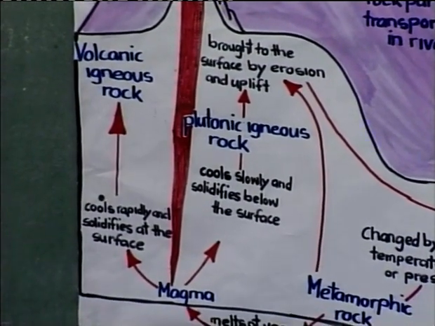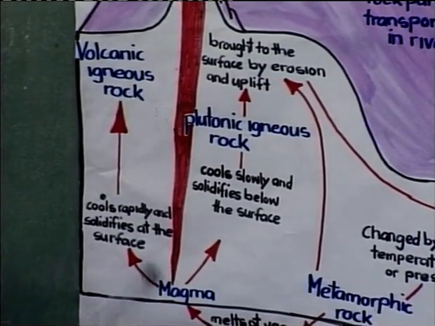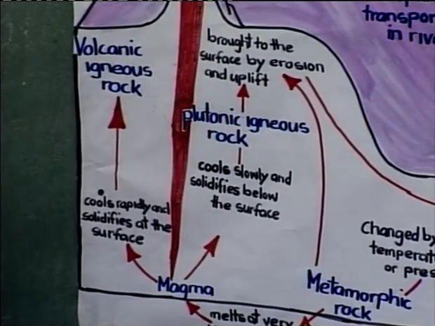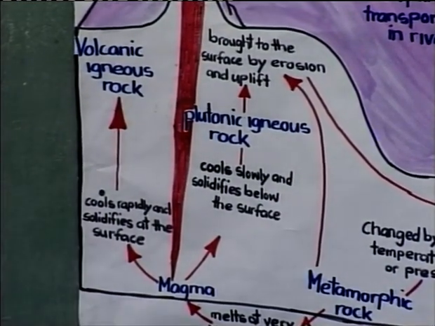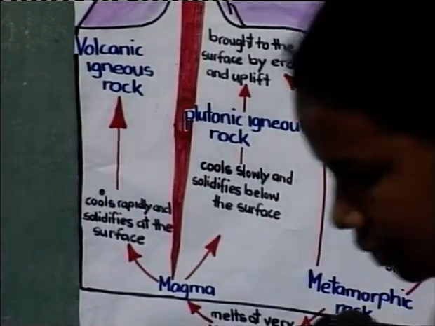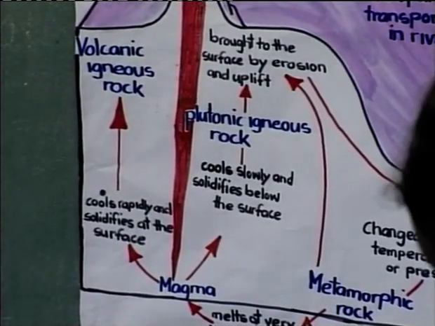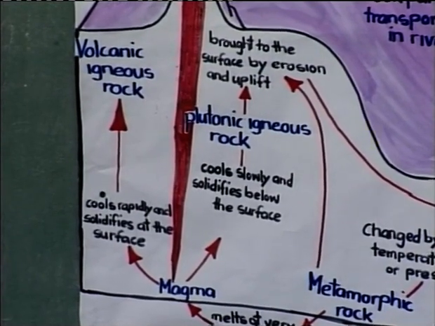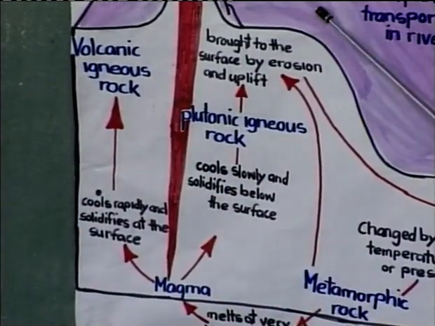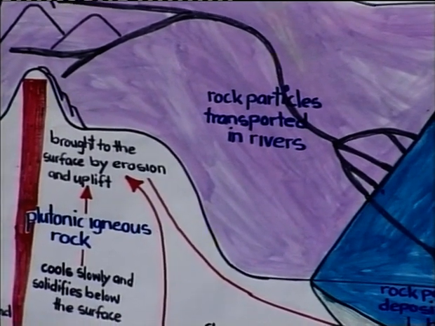Extrusive rocks are volcanic, as I've said, and they contain small or very fine crystals and cool rapidly due to the exposure to air on the surface. Intrusive rocks are rocks formed under the surface and are called plutonic igneous rocks. These are rocks that have large crystals and cool slowly. These rocks are then brought up to the surface by uplift due to plate tectonics and through rapid erosion.